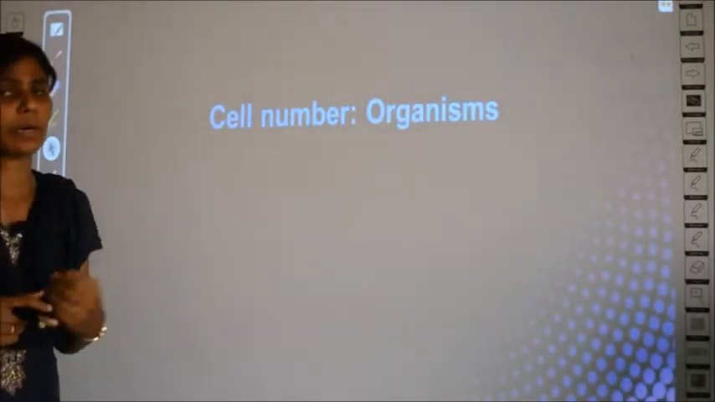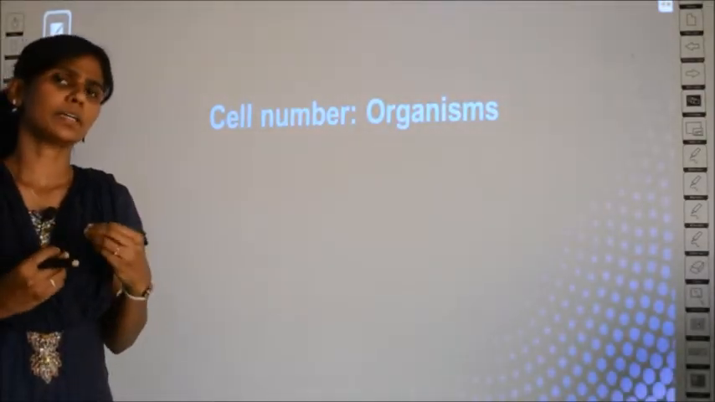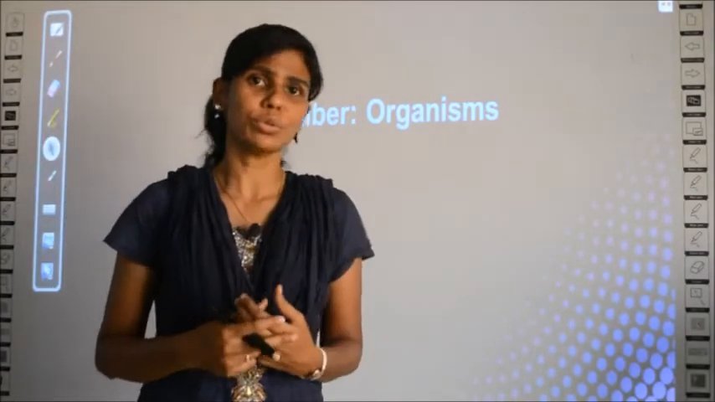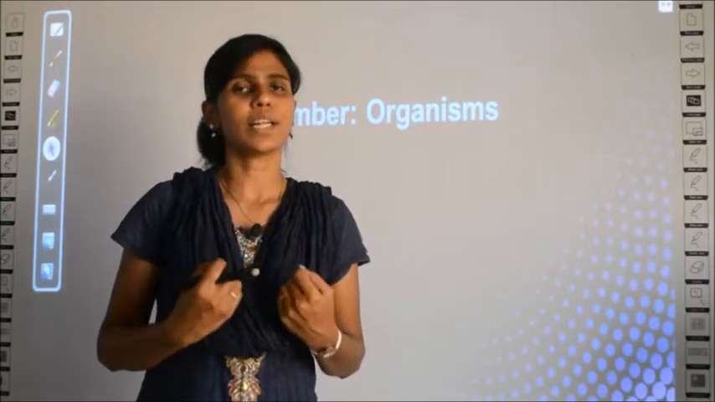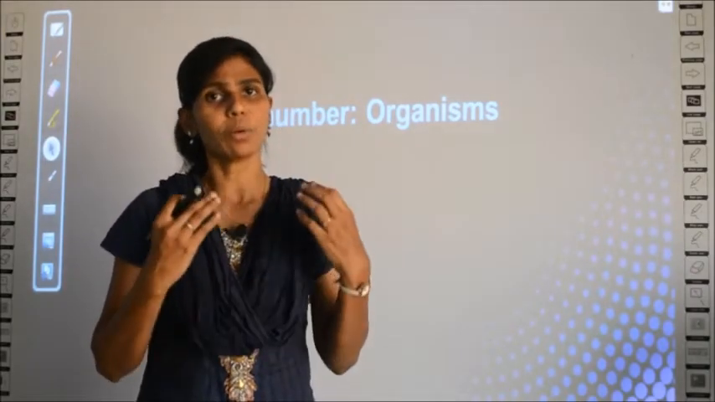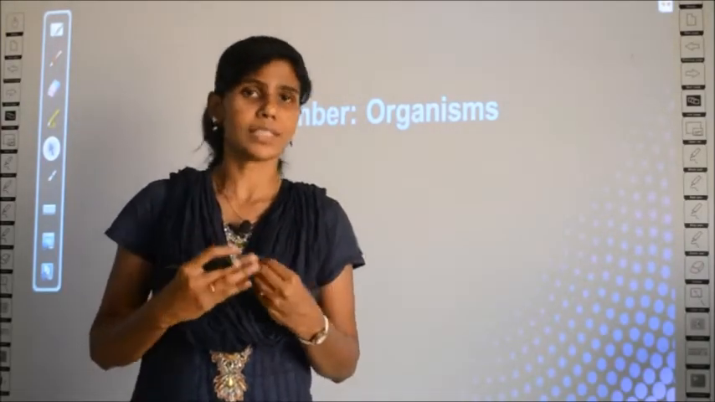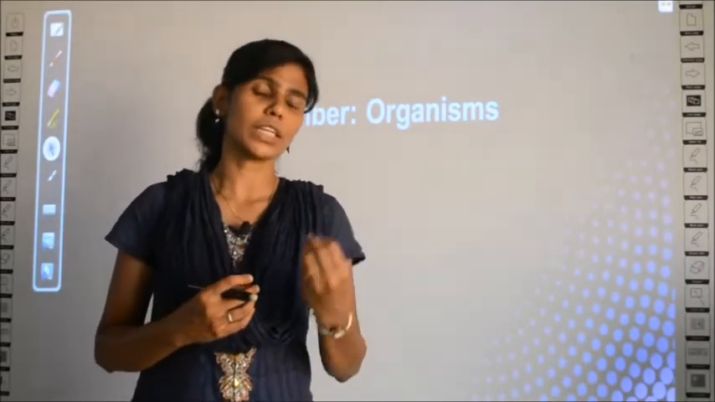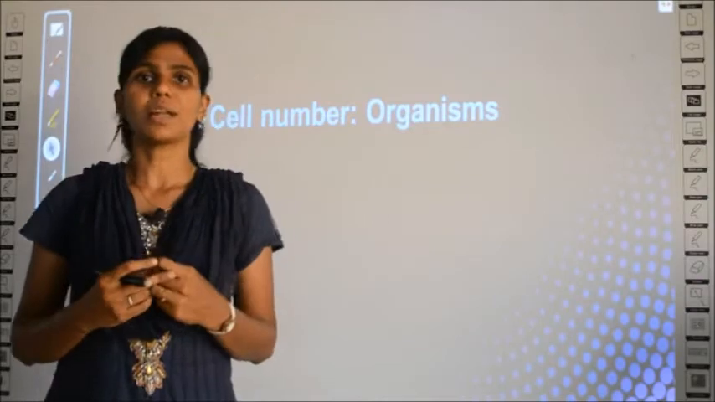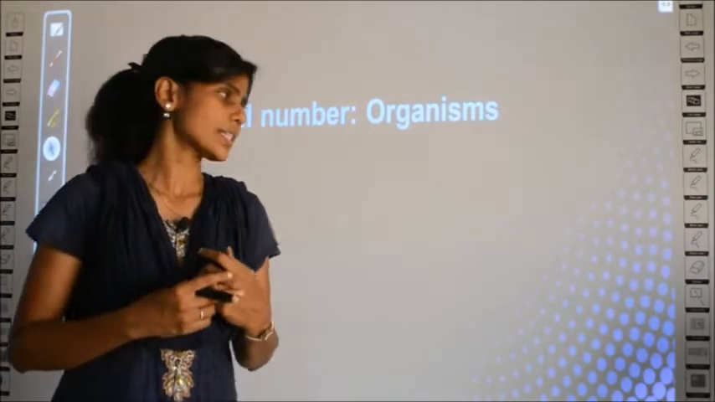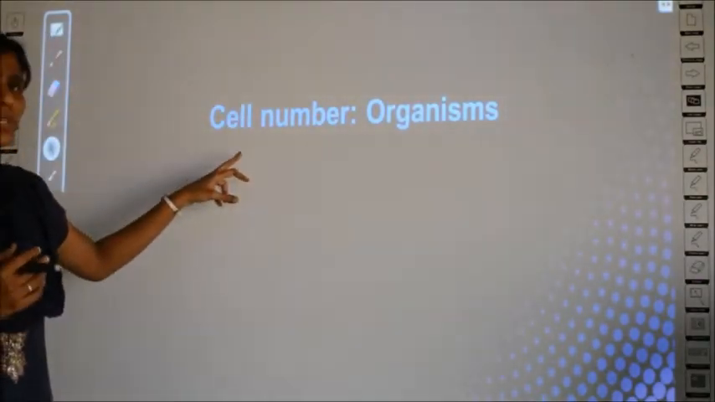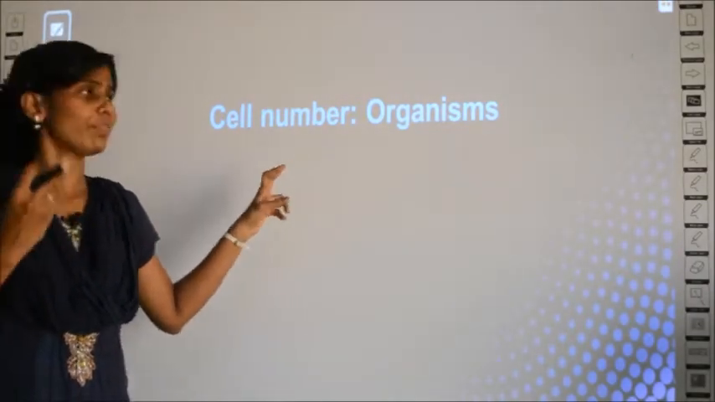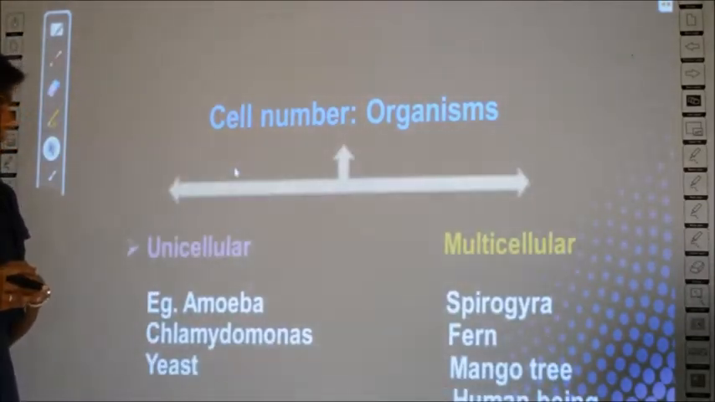Okay, next we learn about the cell number. How many cells are present in an organism? How many cells do you have? You are a multicellular organism, which means your body is made up of many cells. Multi means many, right? So many organisms like bacteria are unicellular, which is made up of only one cell, or single celled organism. So the cell numbers are not the same in every organism. It varies from organism to organism.